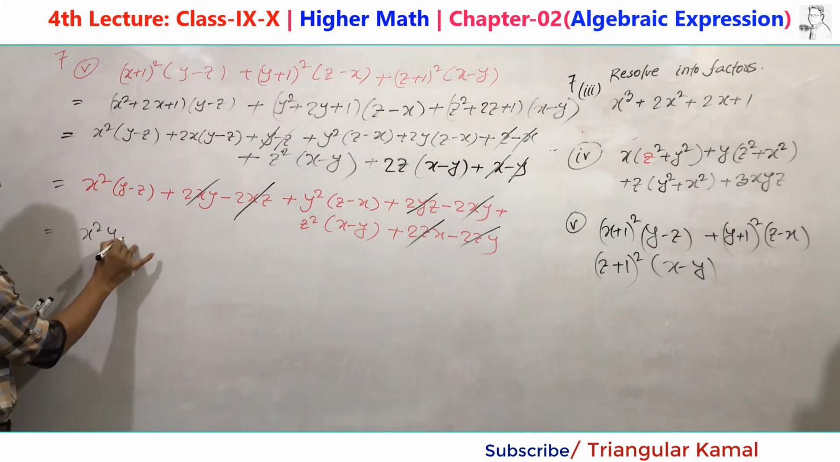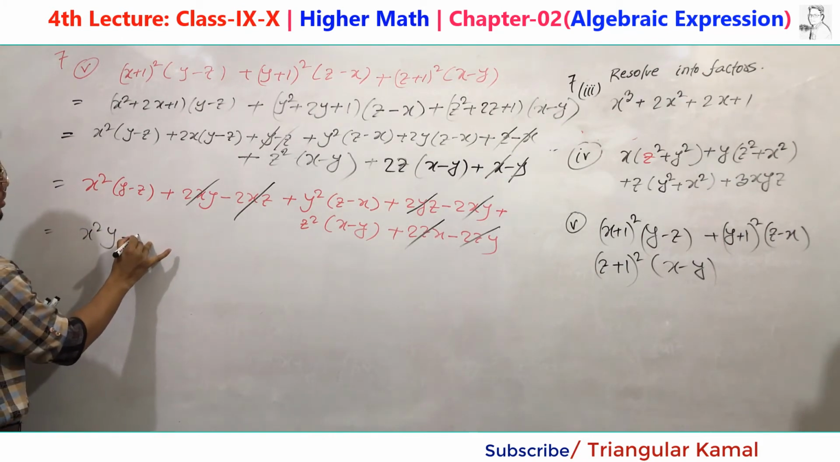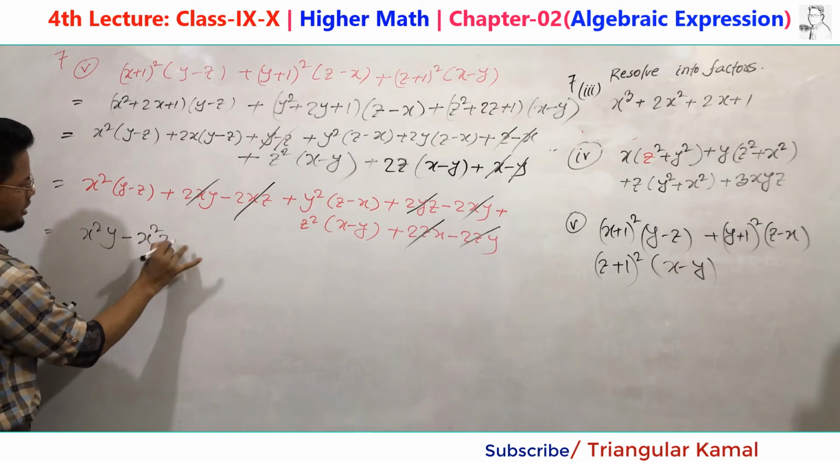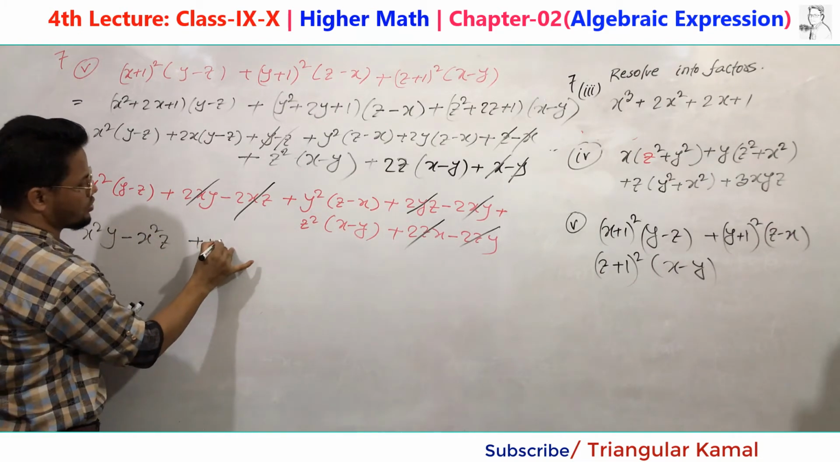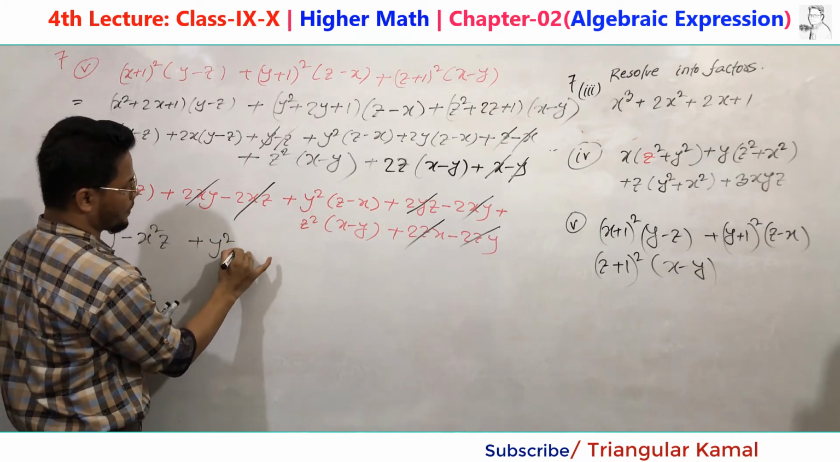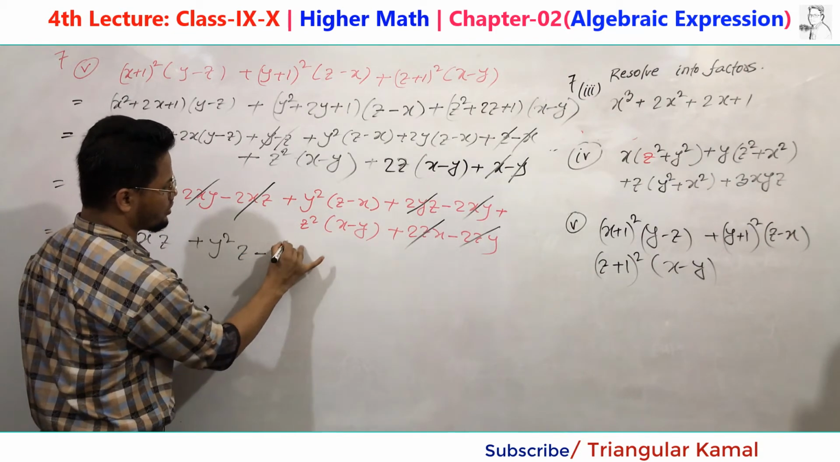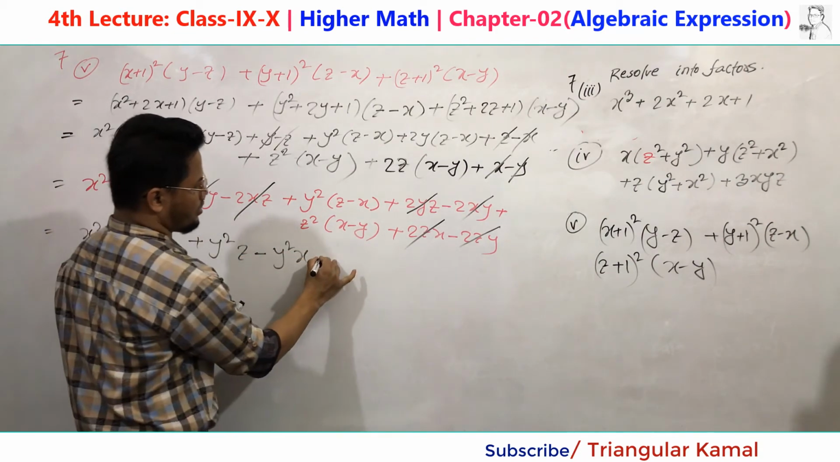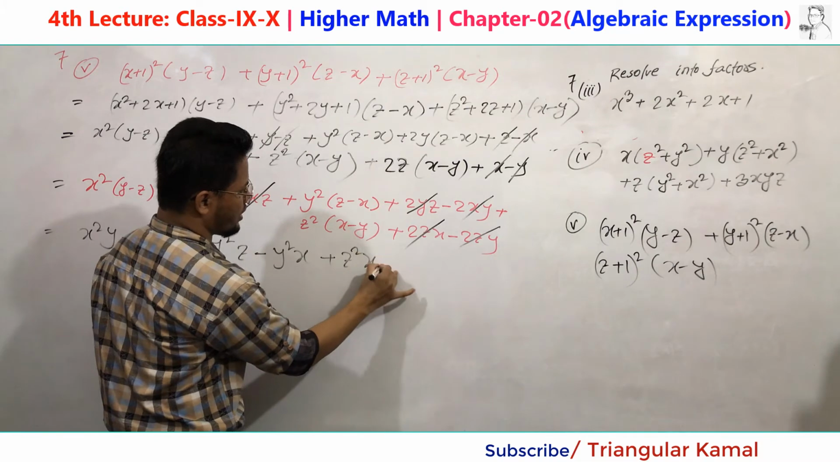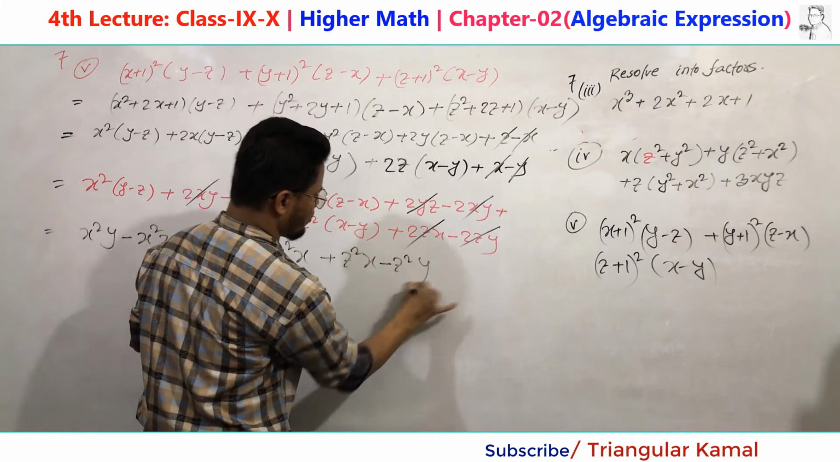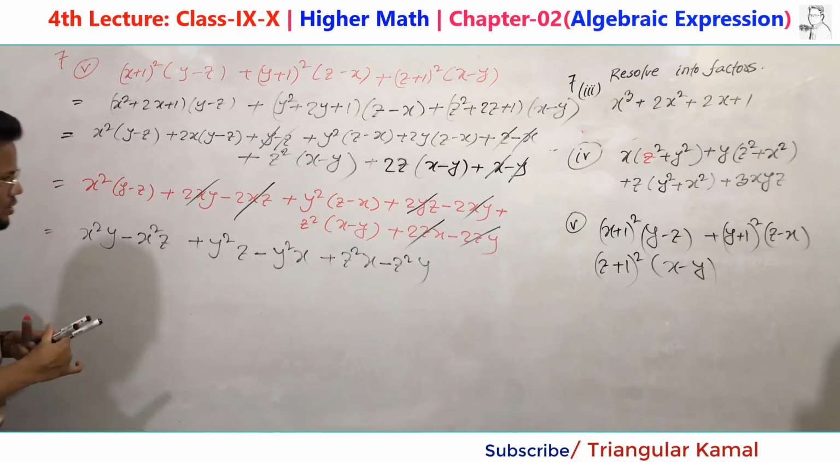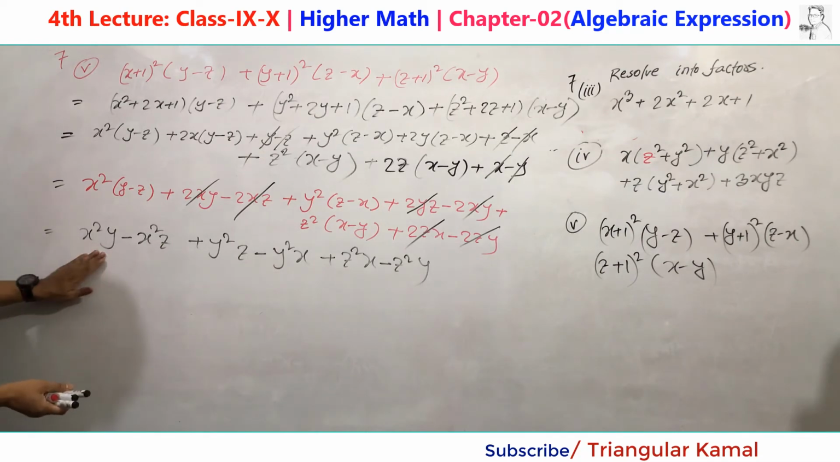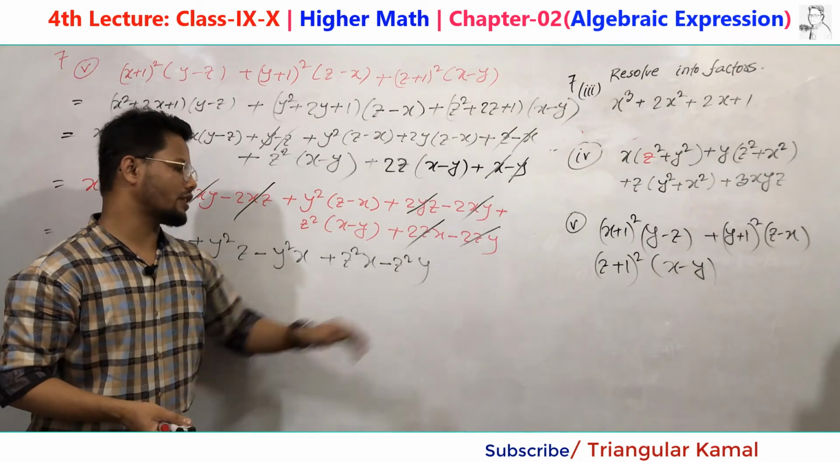x square y minus x square z plus y square z minus y square x, then z square x minus z square y. How many parts here? 1, 2, 3, 4, 5, 6.